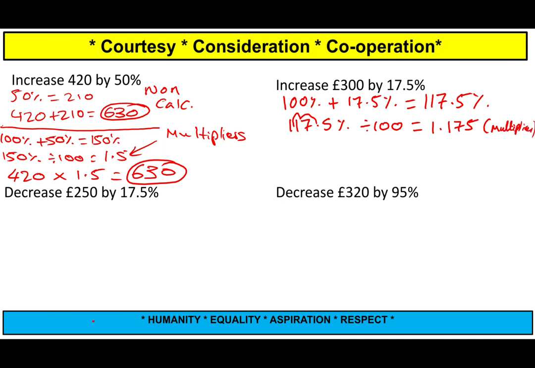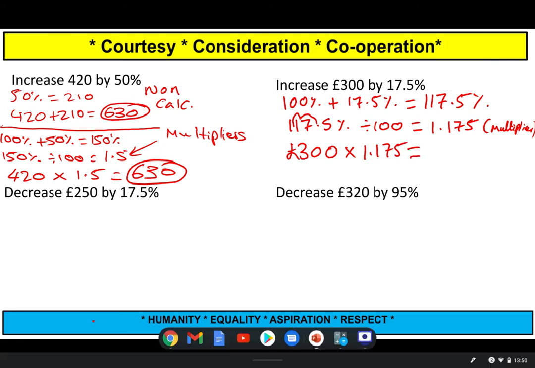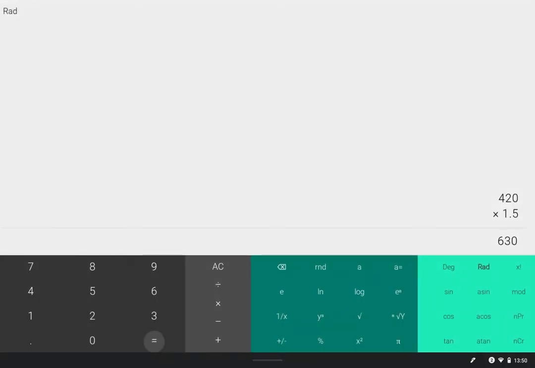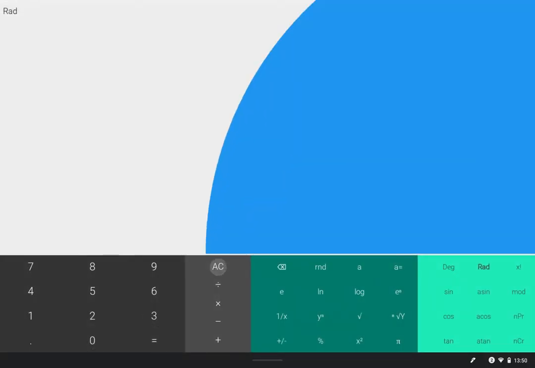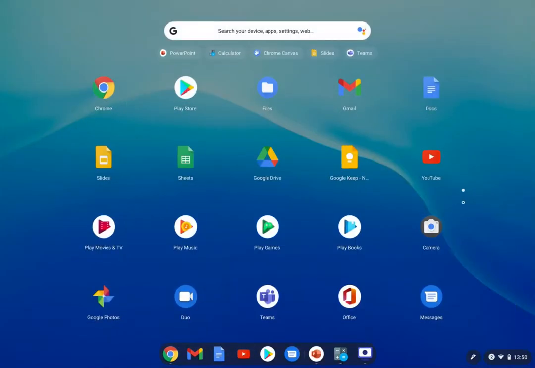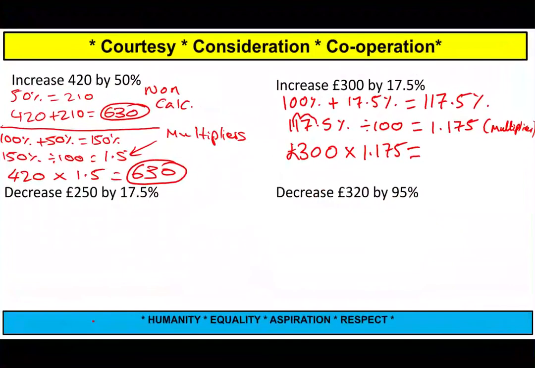So all I do now is £300 multiplied by 1.175. Do that on your calculator, guys. So 300 times 1.175, and that will give us 352.5. Now because this is money, that's going to be £352 and 50 pence.